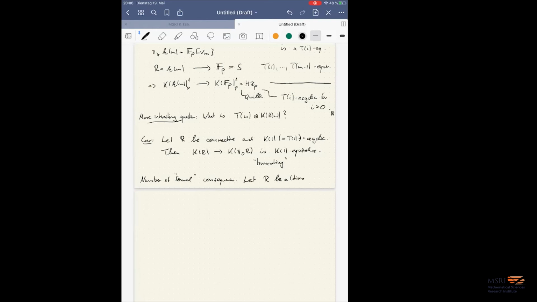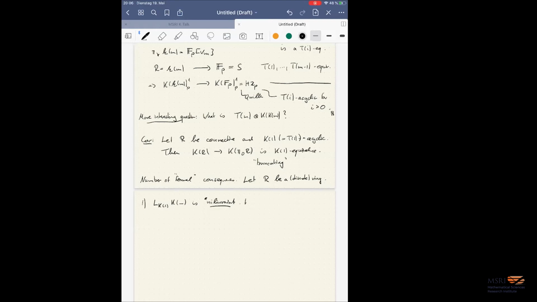because being truncating seems to be totally about ring spectra. So the first is that K1-local K-theory is what's called nil invariant, which means that it does not see the difference if we quotient by a nilpotent ideal.